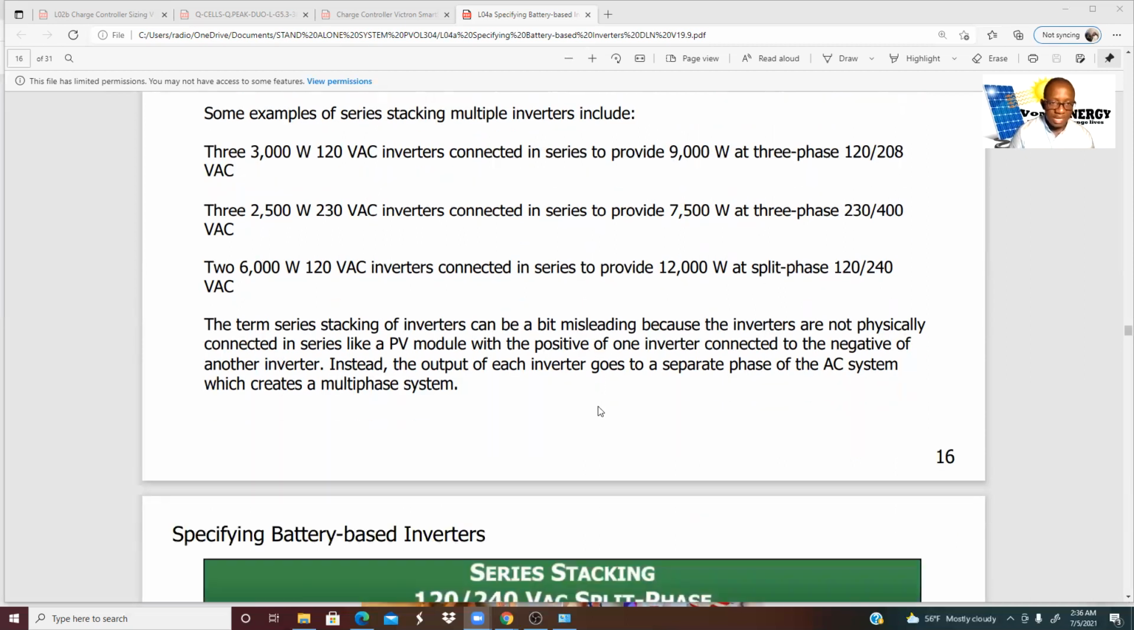The term series stacking of inverters can be a bit misleading because the inverters are not physically connected in series like a PV module, with the positive of one inverter connected to the negative of another inverter. Instead, the output of each inverter goes to a separate phase of the AC system, which creates a multi-phase system. Okay, that's self-explanatory.